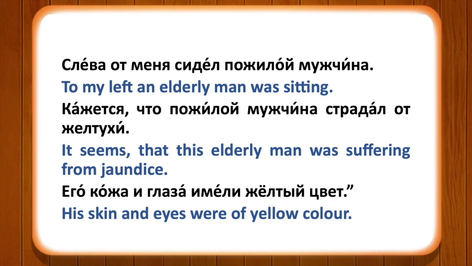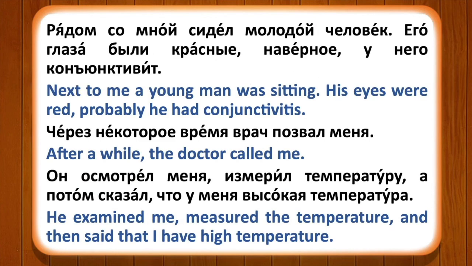Кажется, it seems that, что, as conjunction, that this elderly man, пожилой мужчина, страдал от желтухи, was suffering from jaundice. Его кожа и глаза имели желтый цвет. His skin and eyes were of yellow color. Рядом, рядом со мной. Рядом always takes instrumental case. Рядом со мной сидел молодой человек.